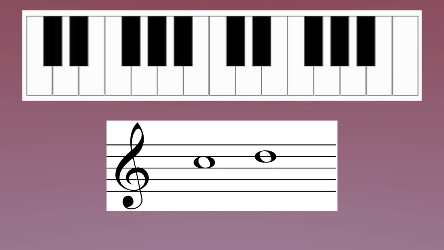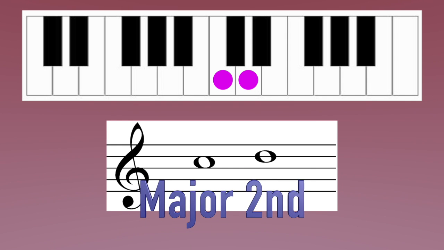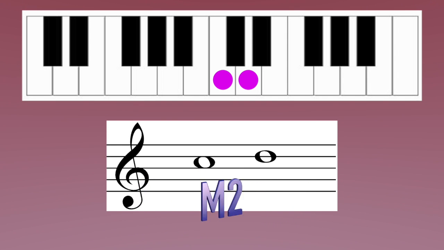Let's start with a very easy example. Here we see on the staff a C and a D. On the keyboard, the C is here and the D is here. To get from C to D, we go up 1/2 step to C sharp and another 1/2 step to D. So from C to D is 2 1/2 steps away, or 2 semitones. We call 2 semitones a major second, written with a capital M and the Arabic number 2.